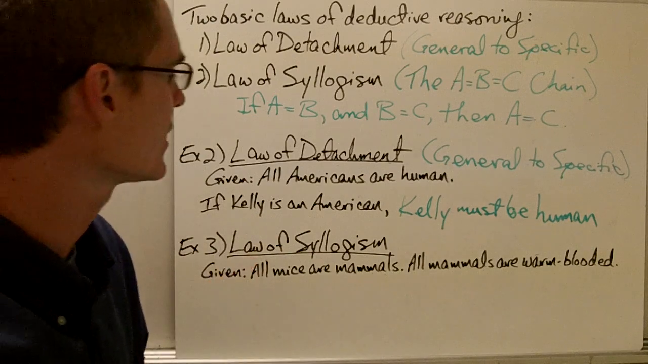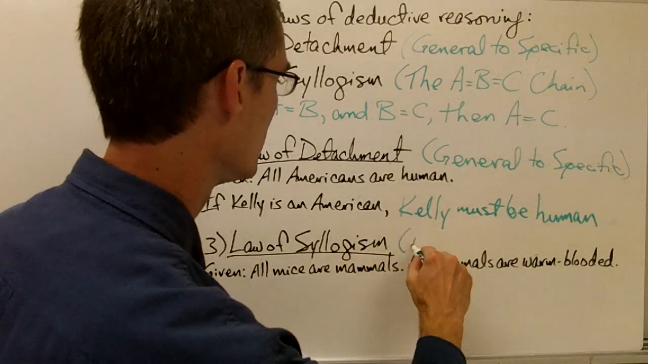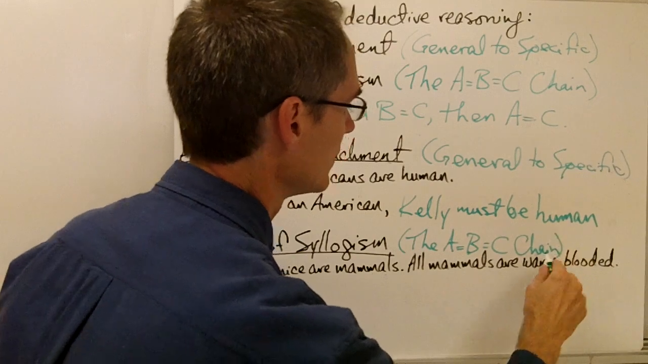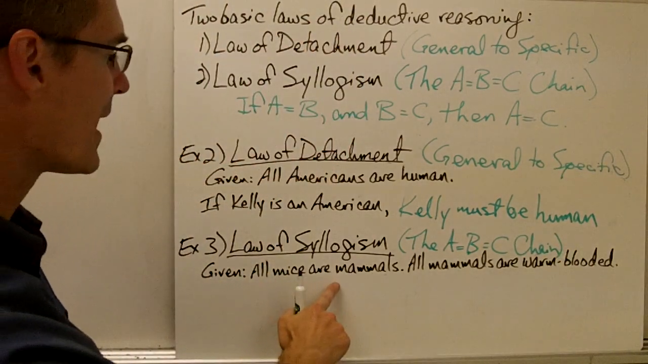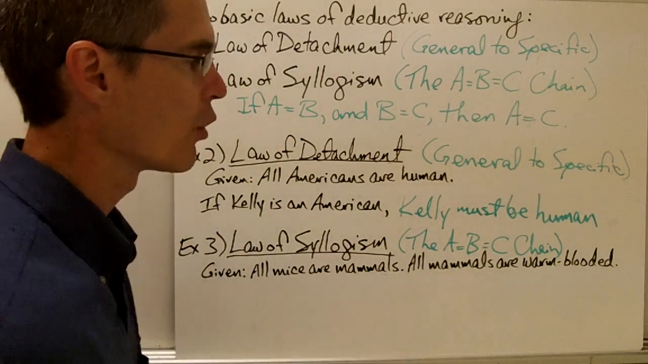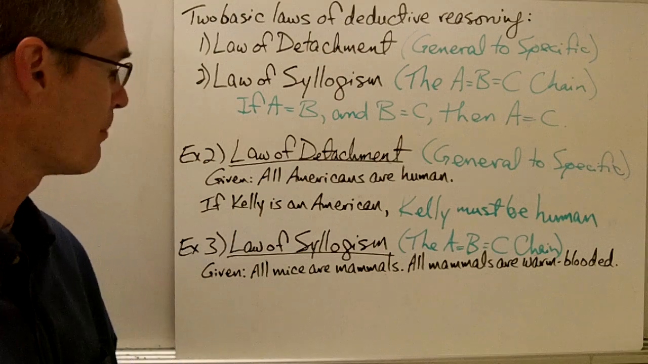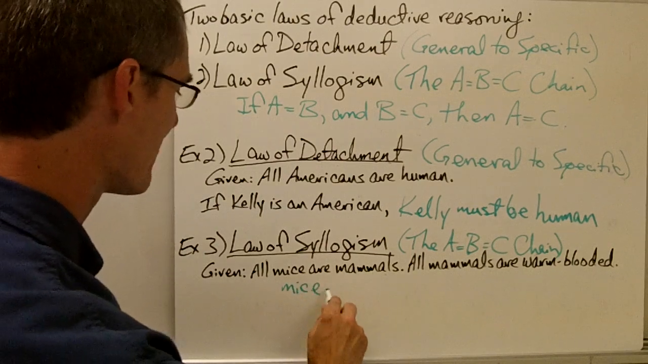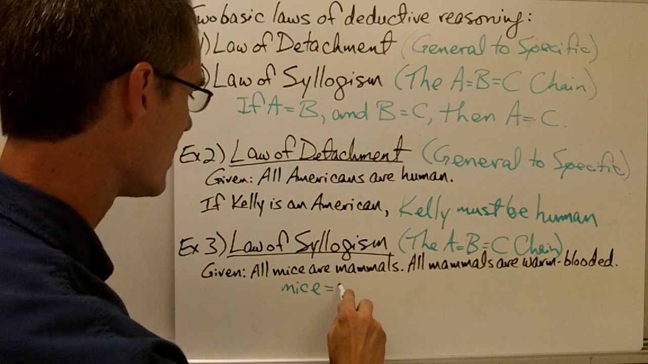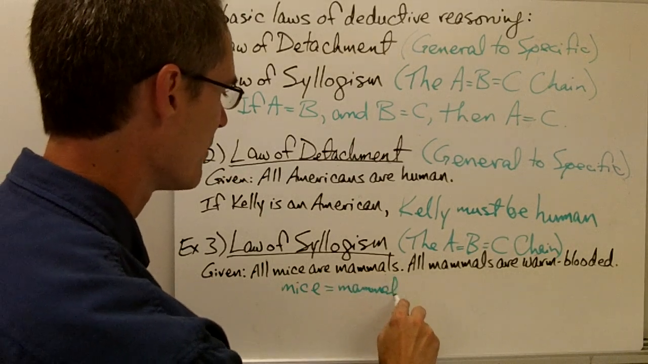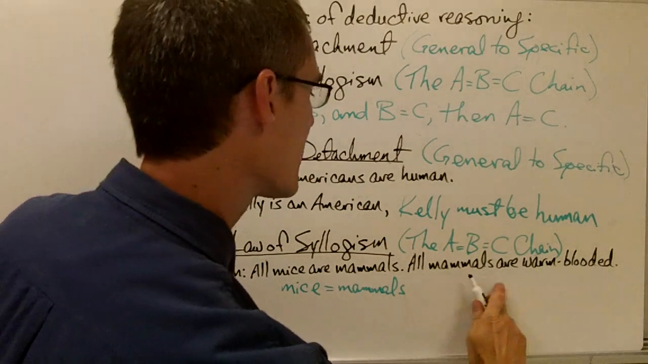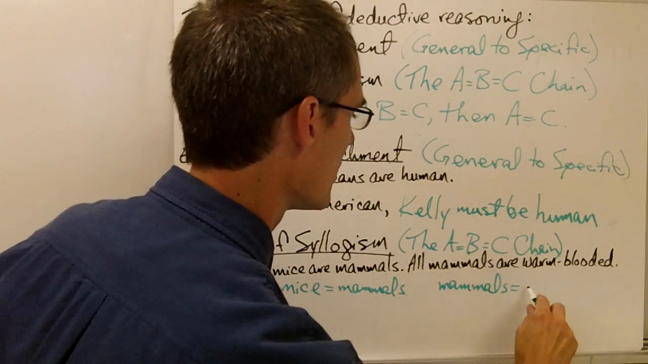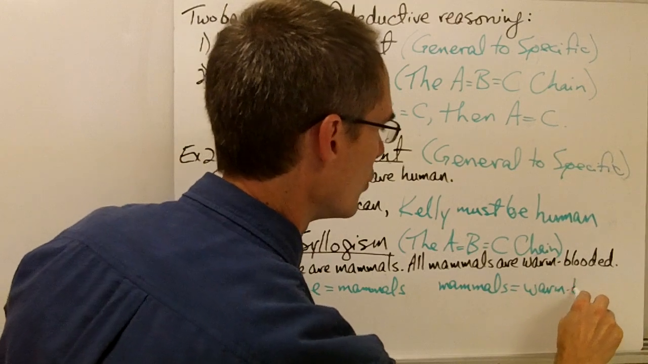All right, example number 3, the law of syllogism. And remember, the law of syllogism we also call the A, B, C chain law. So our given statement here says all mice are mammals and all mammals are warm-blooded. And then we're asked, what conclusion can we draw about mice? Well, I'm going to rewrite these two statements here in a kind of math-looking way. All mice are mammals. Mice equals mammals. That's one statement. Then we have this other statement here. Mammals are warm-blooded.